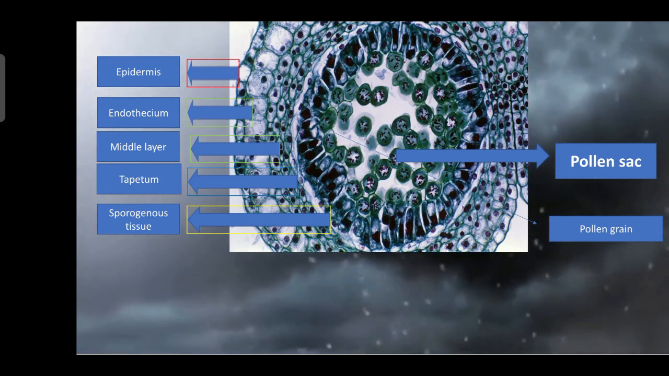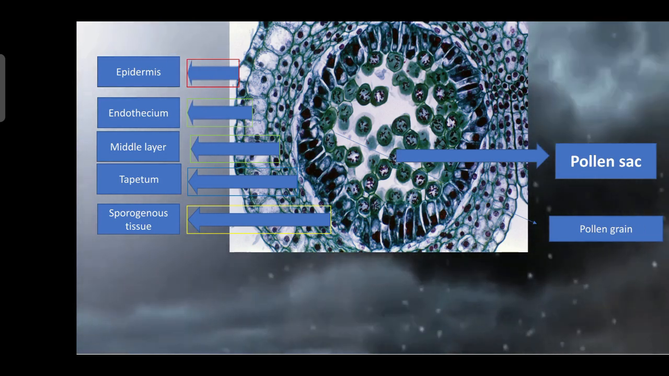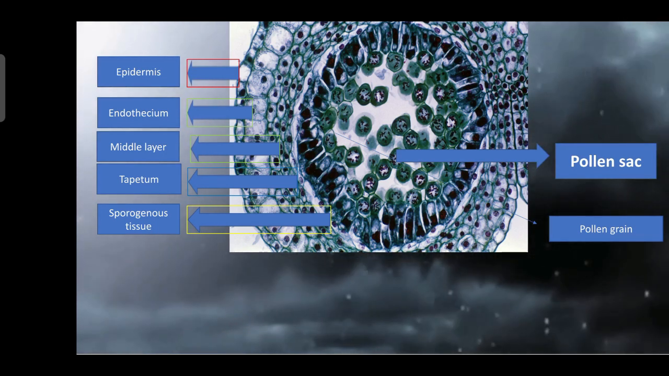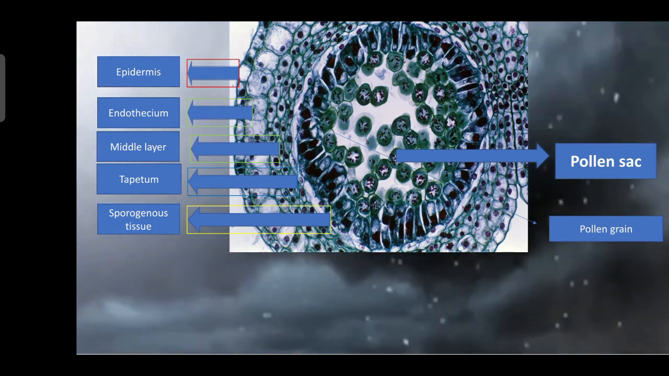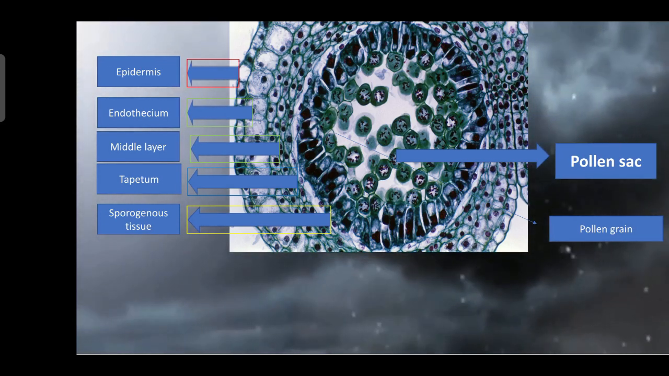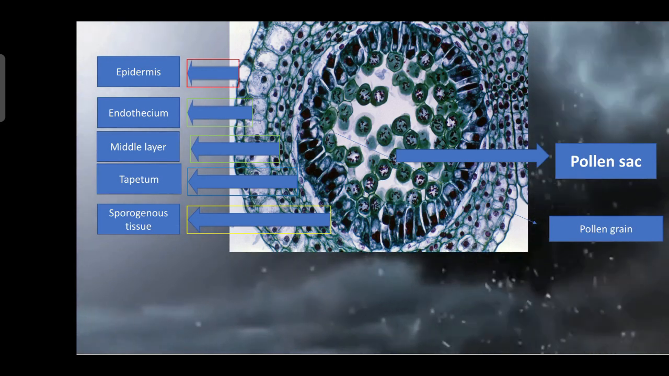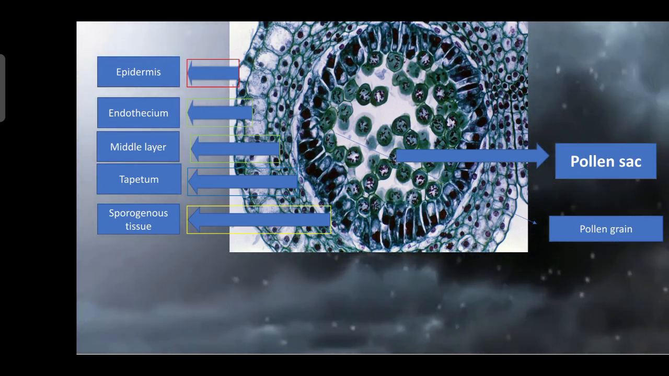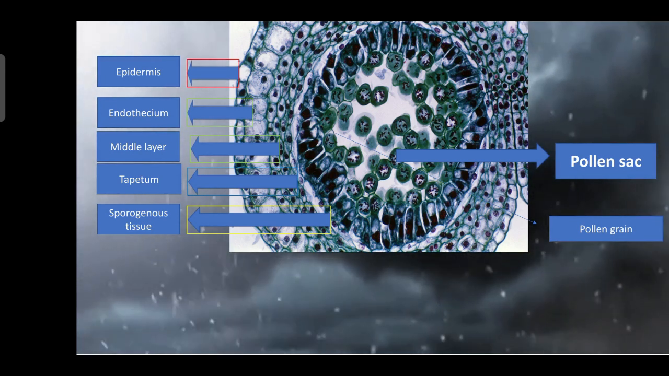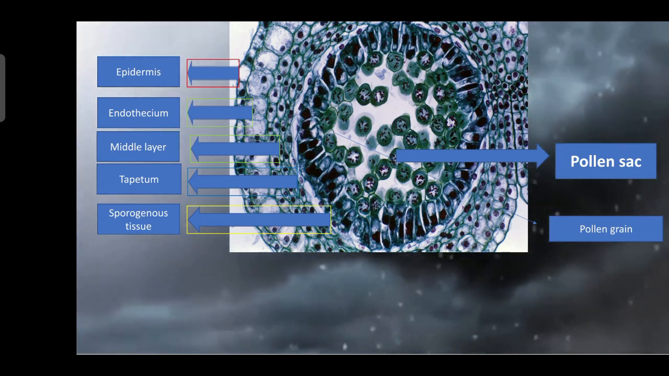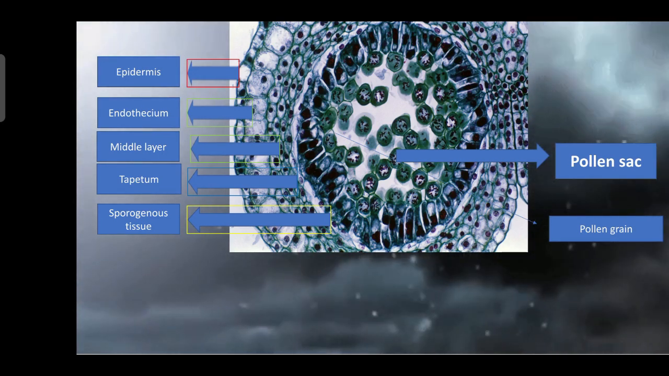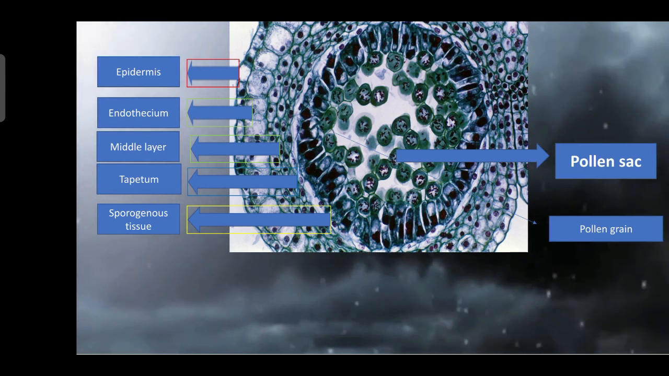Hygroscopic. They are said to be hygroscopic. So what do they do? What does this endothecium do? When the anther matures, endothecium cells lose water, break up and release the pollen grain. The endothecium is found inner to the epidermis. The cells of the endothecium are generally called hygroscopic in nature. When the anther matures, the endothecium cells lose water, break, and release the pollen grain.